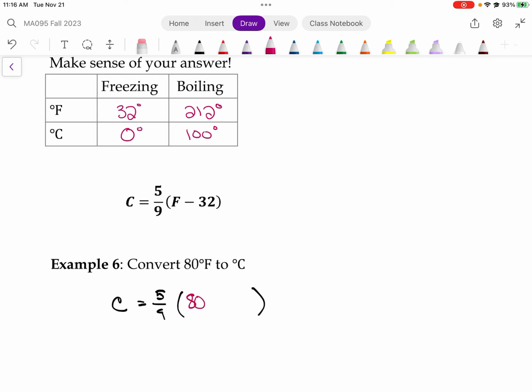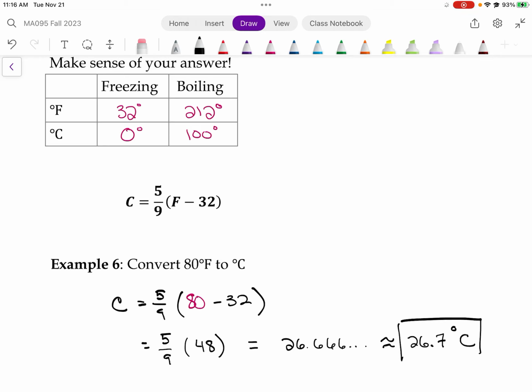All right, so we've got C equals 5/9, and we want to put 80 in where the Fahrenheit is, minus 32. So this is going to give me 5/9 times 48. And when I put that in my calculator, I get 26.66666 forever. And so I'm just going to round it to 26.7. We usually go to one more decimal place, but no more than that. That wouldn't make sense, really, than our original number. So this degrees Celsius is our final answer. Sounds cold to us, but it's not, it's 80.